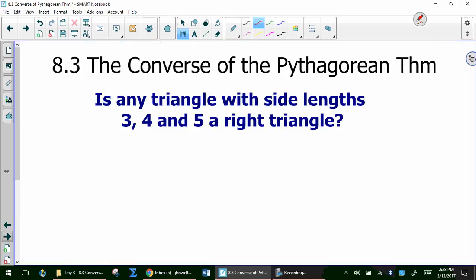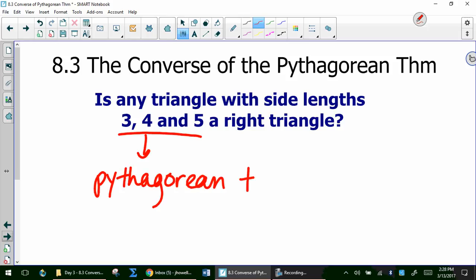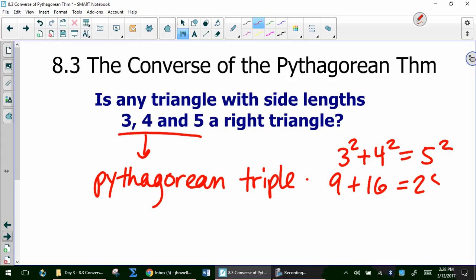Okay, so today we're going to talk about the converse of the Pythagorean theorem. So is any triangle with a side length 3, 4, 5 a right triangle? And you probably should have heard about these 3, 4, 5 right triangles already. And a 3, 4, 5 right triangle is one Pythagorean triple. Okay, so if I have 3 squared plus 4 squared, that should equal 5 squared. And does it? Sure is. Okay.